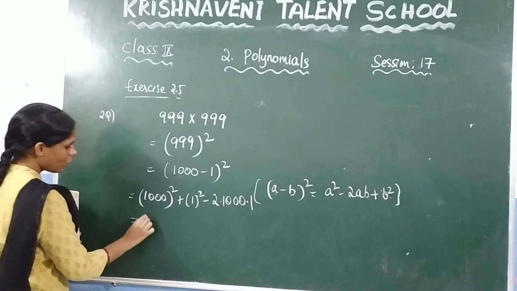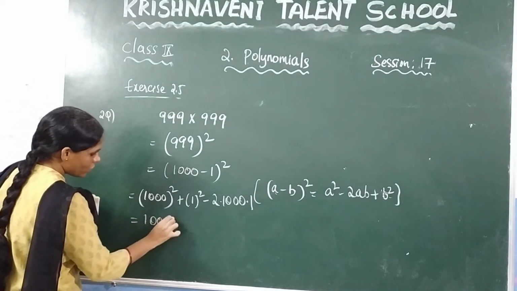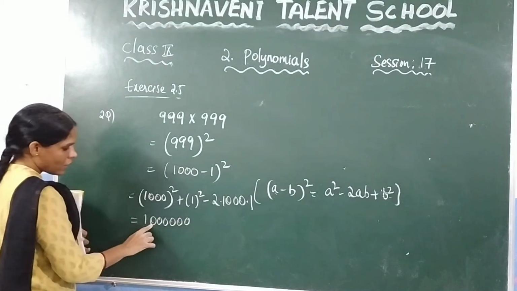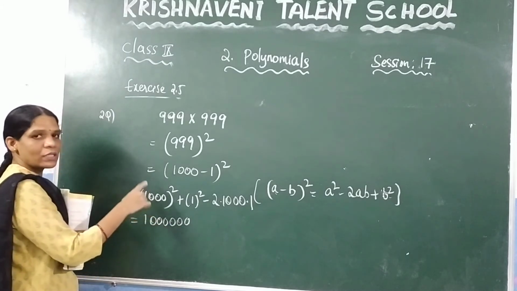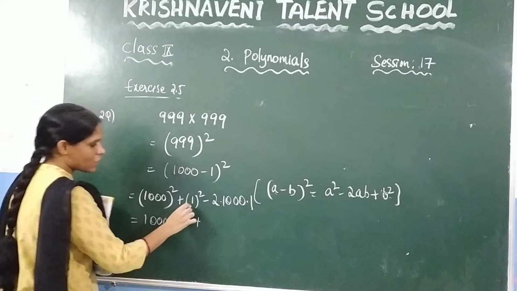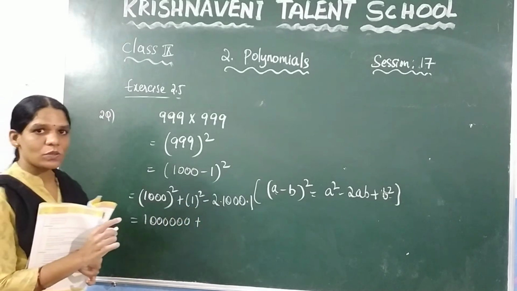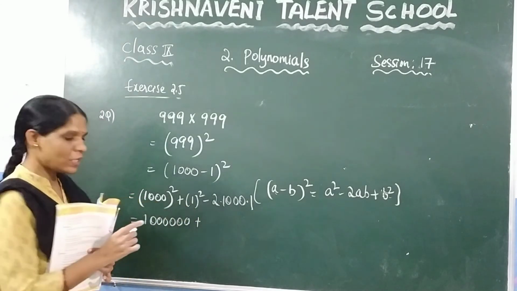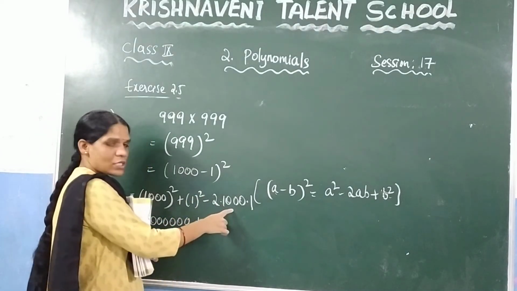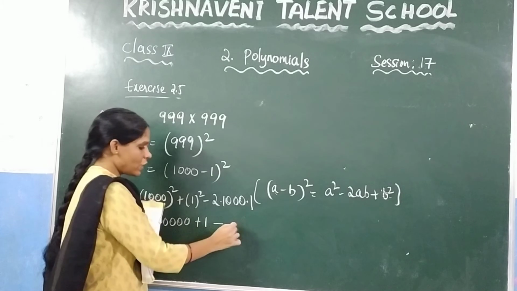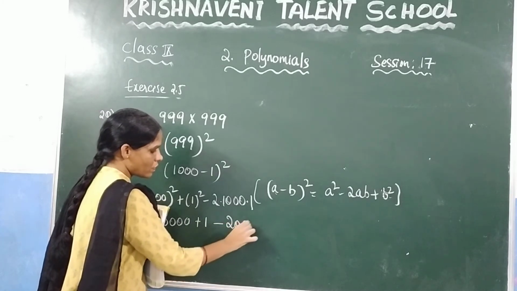So write it here 1 0 0 0 0 0 0. We have kept here 6 zeros, 1 2 3, 1 2 3, because we have multiplied this 1000 two times. Plus 1 square. 1 square is nothing but you need to multiply 1 two times. 1 into 1 gives you 1. Minus 2 into 1000, which is 2000. 2000 into 1, you will get here 2000.